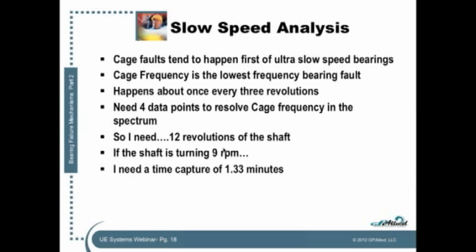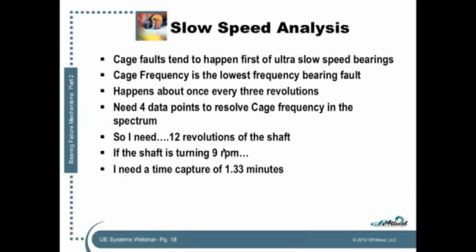Well, you can imagine how difficult it would be to listen for 1.33 minutes and hear 4 tiny events equidistant apart and be able for your brain to recognize that there were 4 events and they were equidistant apart. It's impossible. And we don't have to worry about that because that's why we have a spectrum, right? So the spectrum does that work for us.